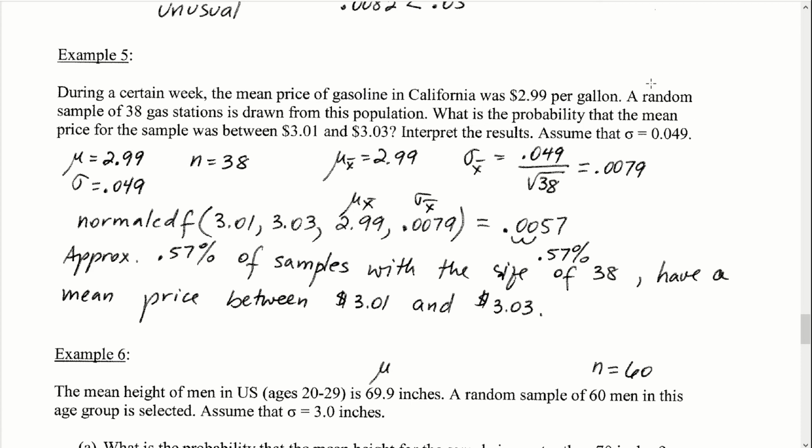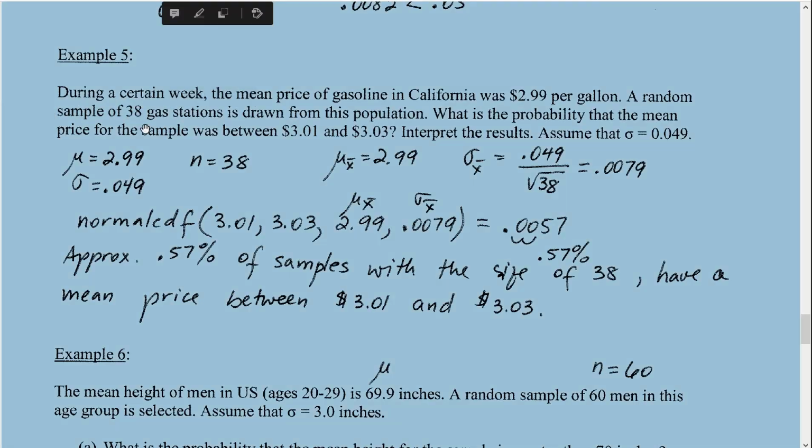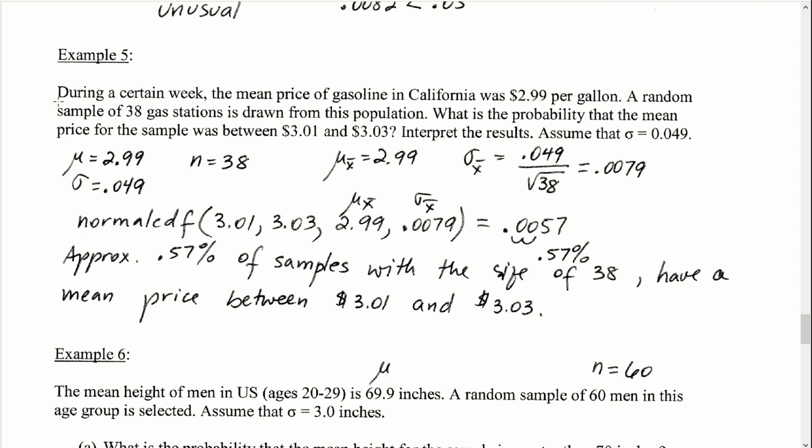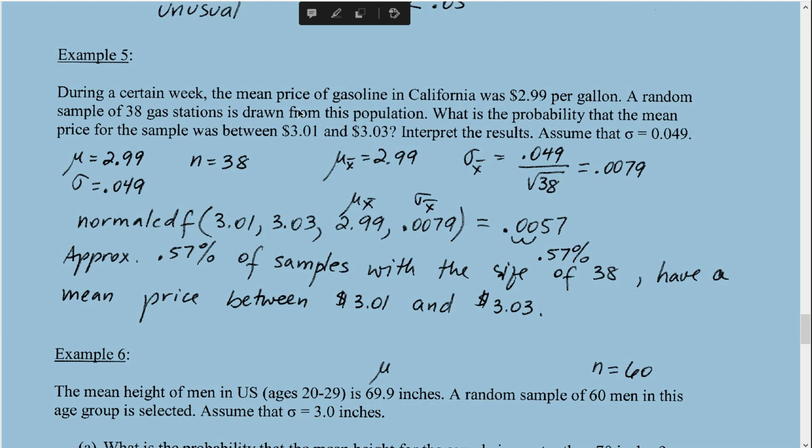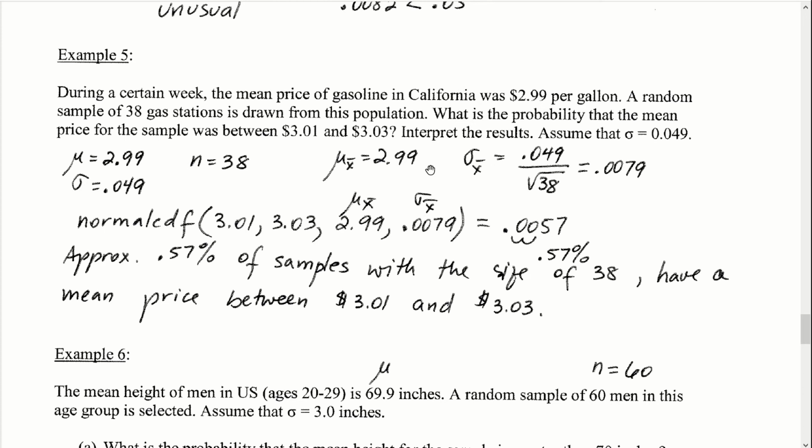A lot of these problems are going to read the same. The moment you hear the buzzword sample size, the only place in Chapter 5 where we discuss sample sizes is Section 5.4. That tips you off that you're looking at sampling distributions. Immediately you'd want to calculate mu sub x bar and sigma sub x bar. Mu sub x bar is equal to mu, so that's 2.99. Sigma sub x bar is equal to sigma divided by the square root of n. That's 0.049 divided by the square root of the sample size of 38, which is 0.0079.